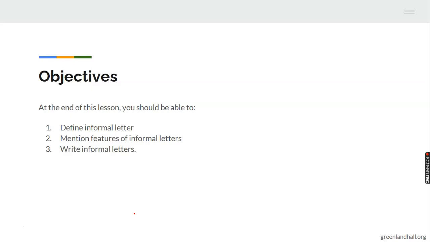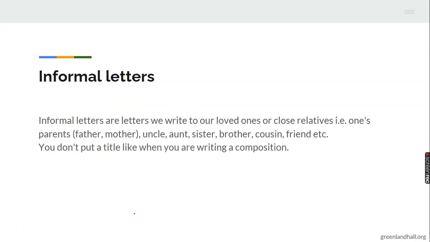At the end of this lesson, you should be able to define informal letter, mention features of informal letters, and write informal letters. Okay, what are informal letters? Informal letters are letters we write to our loved ones or close relatives.